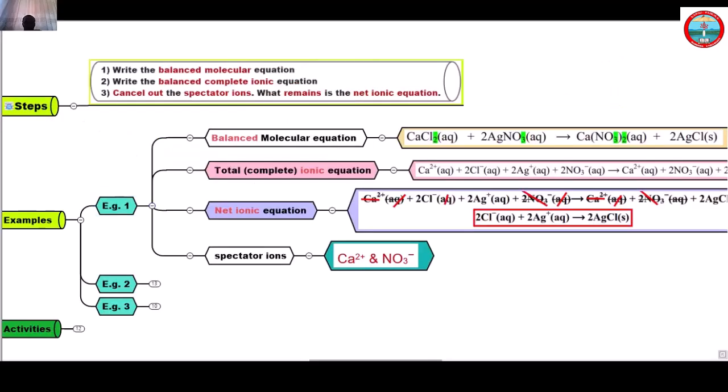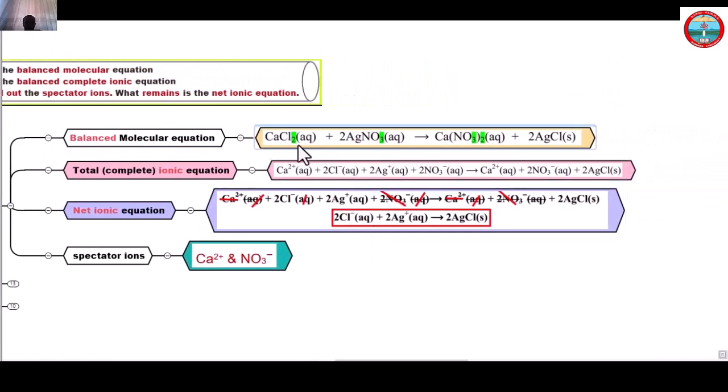Example 1. As you can see from here, this is undissociated. So if it is an undissociated equation, that equation is considered as the molecular equation. Check whether this molecular equation is balanced or not. Here we have 1 calcium, 2 chlorine, and 2 chlorine, 2 silver, and 2 silver, 1 nitrate ion, 2 nitrate ions. Here we have 2 nitrate ions. So all the atoms and the ions present in this chemical reaction are balanced.